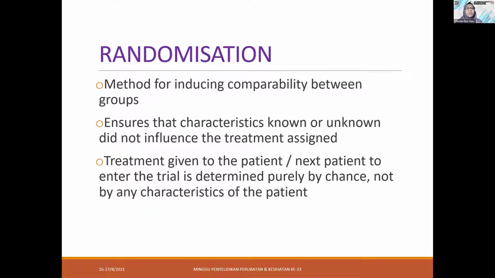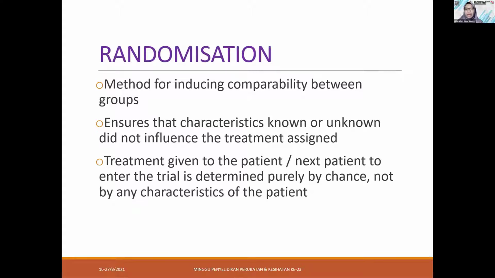Next is terminology that we need to understand in the study design: randomization. I already mentioned randomization a few times. It is a method for inducing comparability between the groups. It ensures that characteristics, known or unknown, do not influence the treatment assigned. The treatment given to the patient or next patient to enter the trial is determined purely by chance, not by any characteristic of the patient.